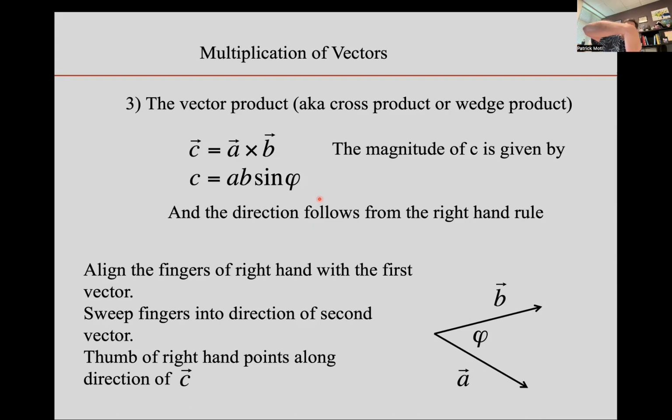So I go from A, curl into B, and the thumb of my right hand is coming out of the plane of the screen. So for A cross B, I would be getting an answer that is coming out of the plane of the screen or out of the plane of the page. And you can verify for yourself that if you reverse the roles of A and B, you get a vector that points in the opposite direction. So that would be into the plane of the page.